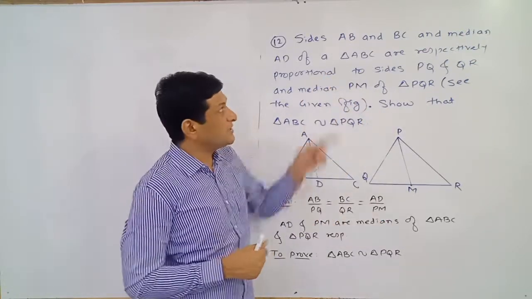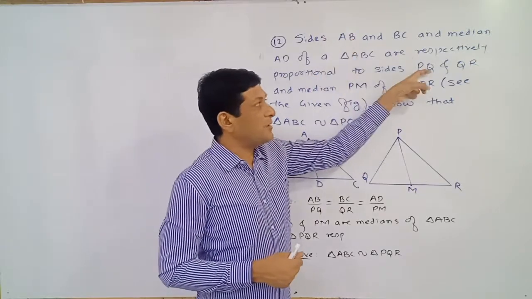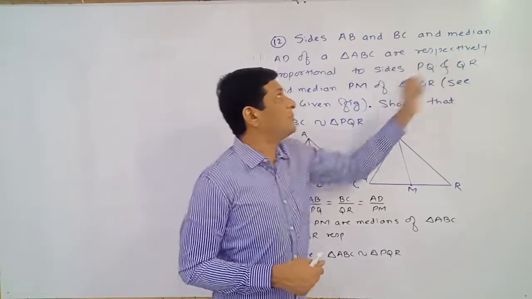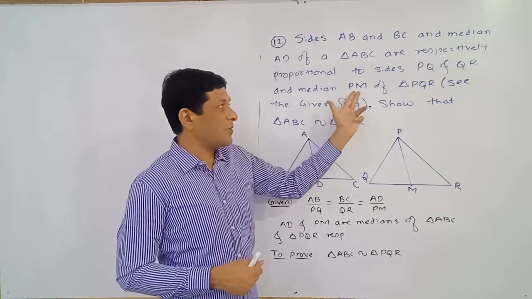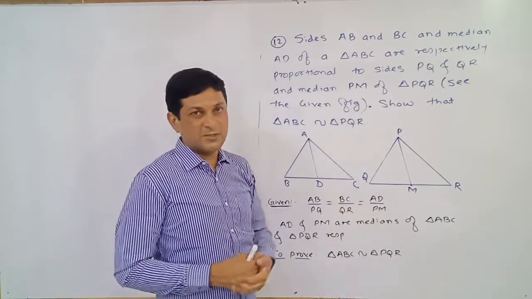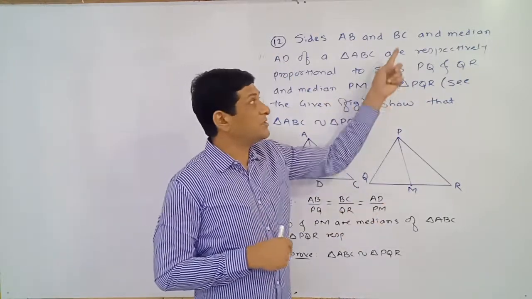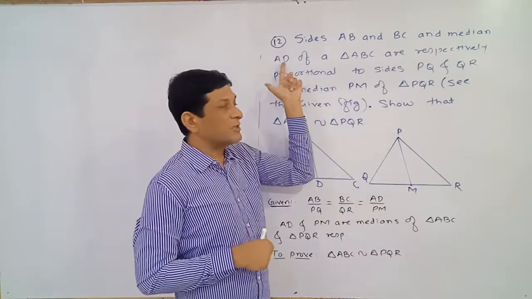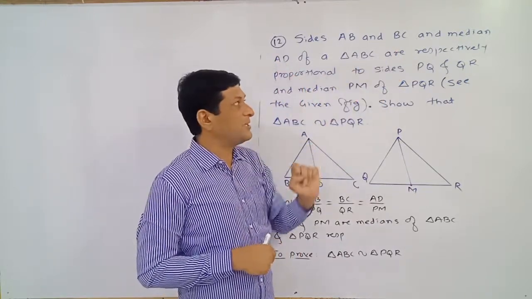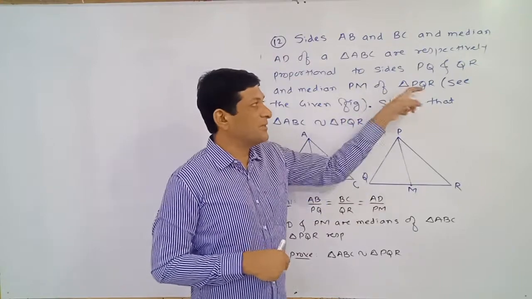Here, according to the given condition, AB upon PQ will be equal to BC upon QR, which will be equal to AD upon PM. So this is the first given condition. And what is the second given condition? Here AD is the median of triangle ABC, and PM is the median of triangle PQR.